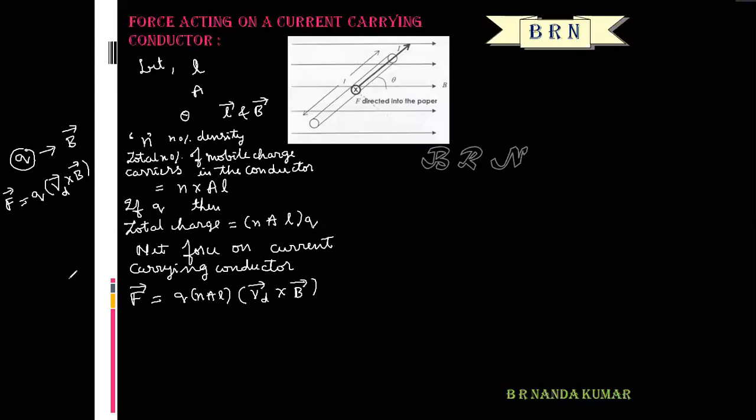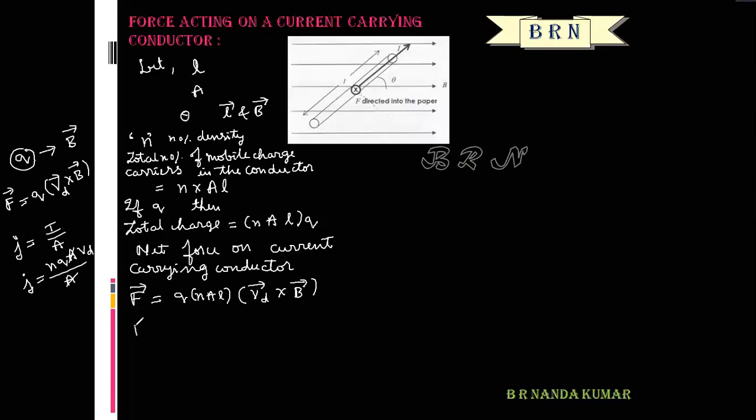Okay, so actually the current density is current per unit area. So current, the mathematical expression in terms of drift velocity, that is n q A v_d, so divided by A, A cancels, n q v_d is J, n q v_d is J vector.